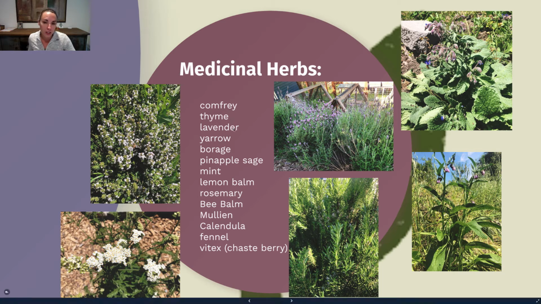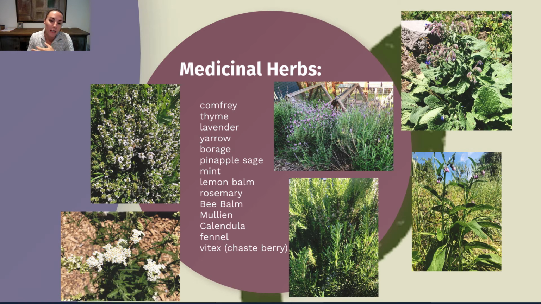Thyme, lavender, oh gosh, the bees are all over the lavender. Native bees and honeybees. Yarrow, just saw a bunch of native bees on it yesterday. It's this white flower right here. Borage, right here. Pineapple sage, mint, lemon balm, rosemary, bee balm, mullein, calendula, fennel, and vitex, also known as chasteberry. All of these are great medicinal herbs, easy to grow, and the bees just love them.